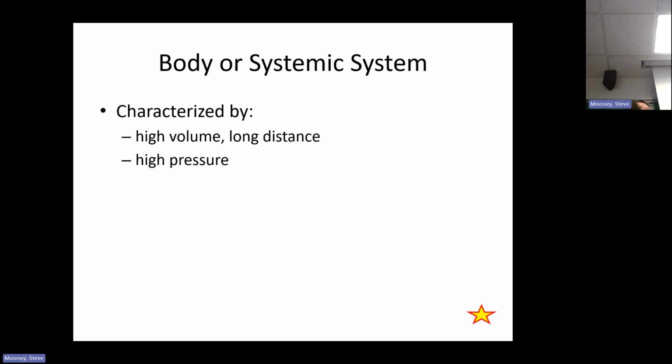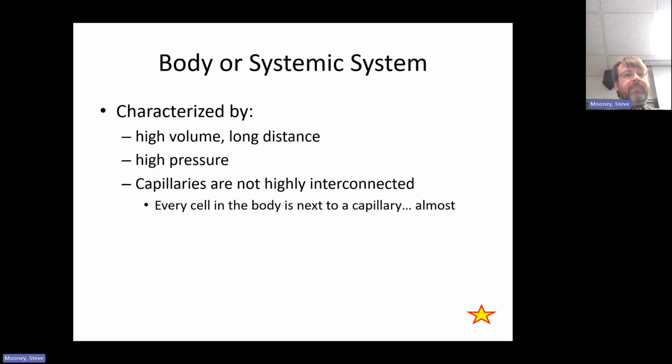So the other circulatory system or circuit that we're going to look at is the body or systemic. You've got high volume. That's where most of your blood is. It's the longer distance of the two, just from the heart to the feet and back. And because we're covering a high volume, covering long distances, we need a higher pressure system to make that system work. So it's going to handle much higher and thicker system.